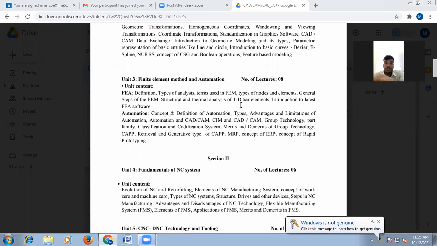Group technology. Okay, so a very important point is group technology.